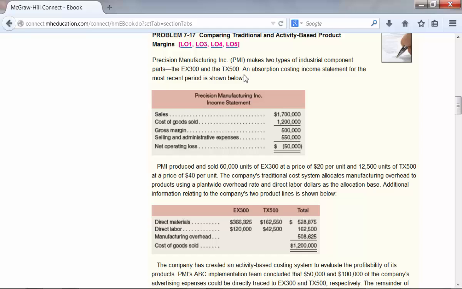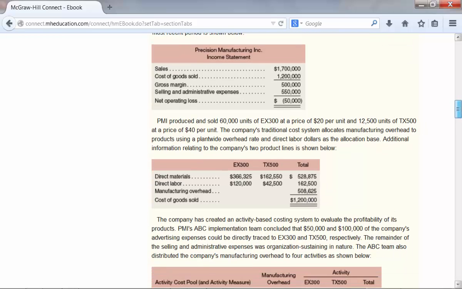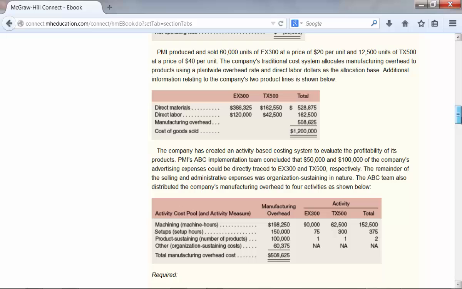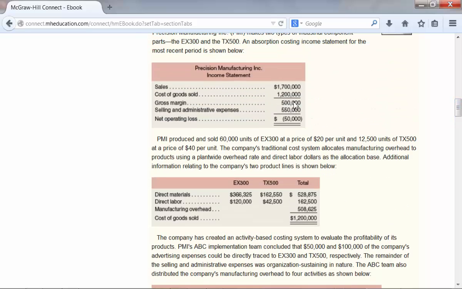And you can see the direct materials cost for the company here, and here's how much was traced to each of the products respectively. The direct labor total cost was here. Here's how much of the direct labor was traced respectively to each of the two products. And then all the other product costs that are indirect would be manufacturing overhead. So you can see the total cost of goods sold there, $1.2 million. And that jives with this right up here in the income statement.